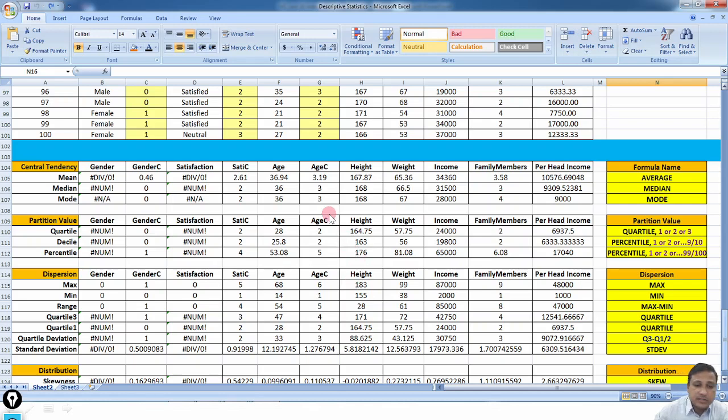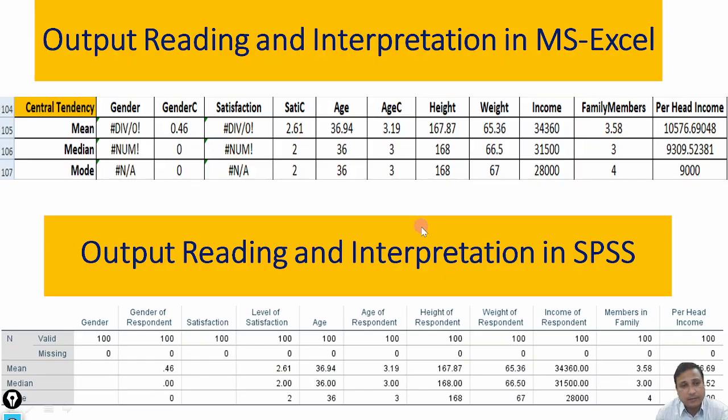So here is the outcome, and we have already talked on all these values, and tried to read and interpret all these values. Fine, I hope you understood all this part. Now let me take you further. So this is the way that we read and interpret mean, median and mode for nominal, ordinal and scale variables.